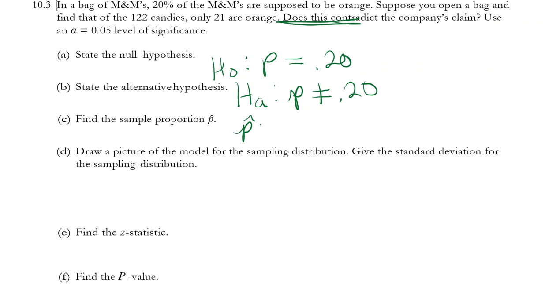Let's do our sample p. So that's going to be 21 out of 122.